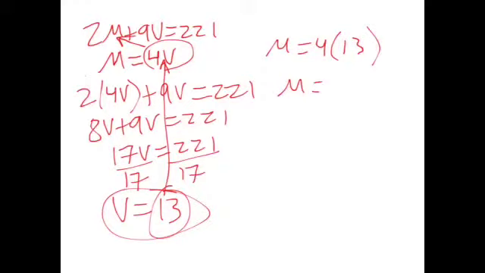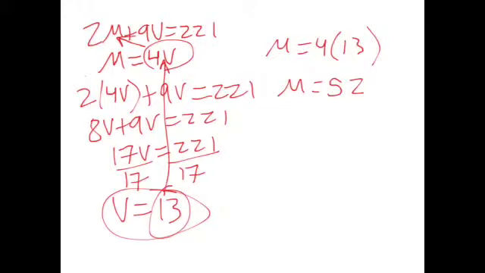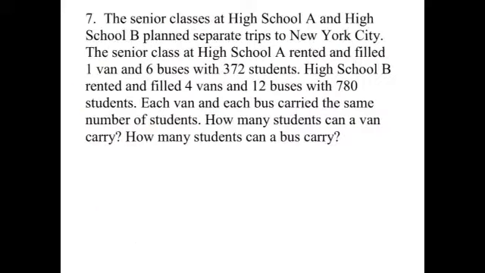Well, 4 times 13 is just going to be 52. So whose is it? Katie? I think it's Katie. Katie had 52 boxes of Myconix and 13 vampire books. And we could probably do another one on this video.